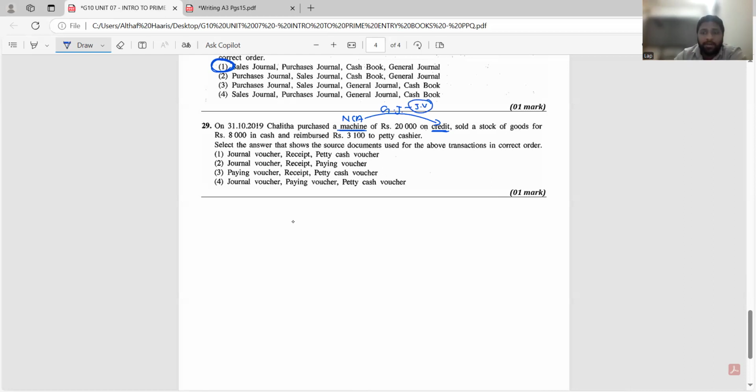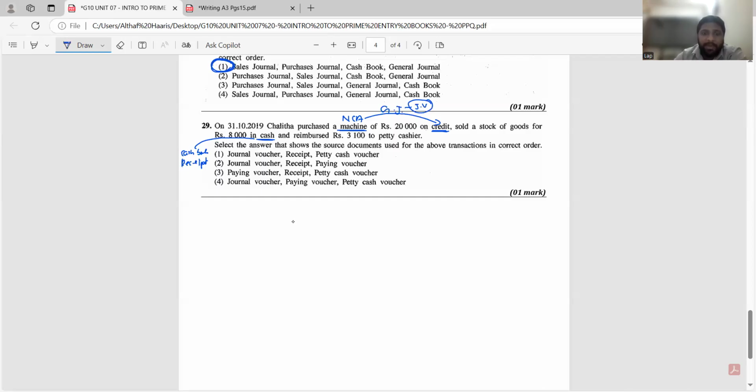Sold a stock of goods for 8,000 in cash. So that means you are receiving cash now. Receiving cash means it's a cash book. Cash book, receipt, because receiving cash now.